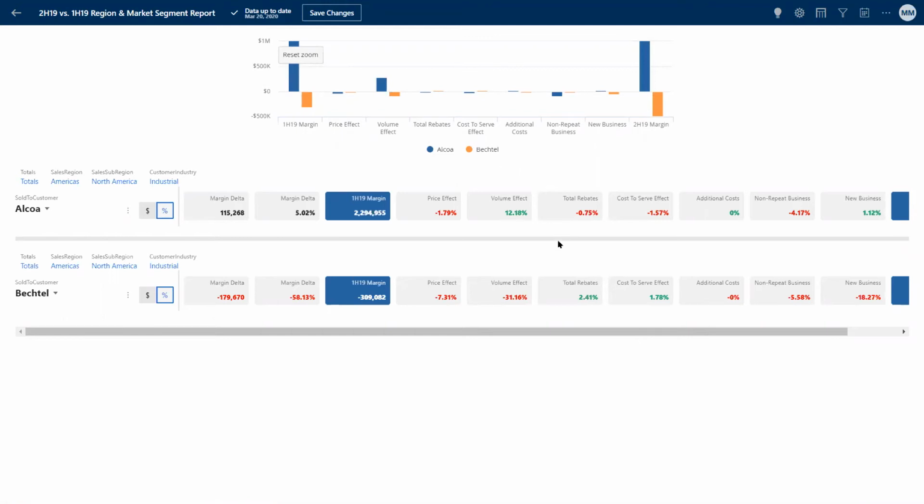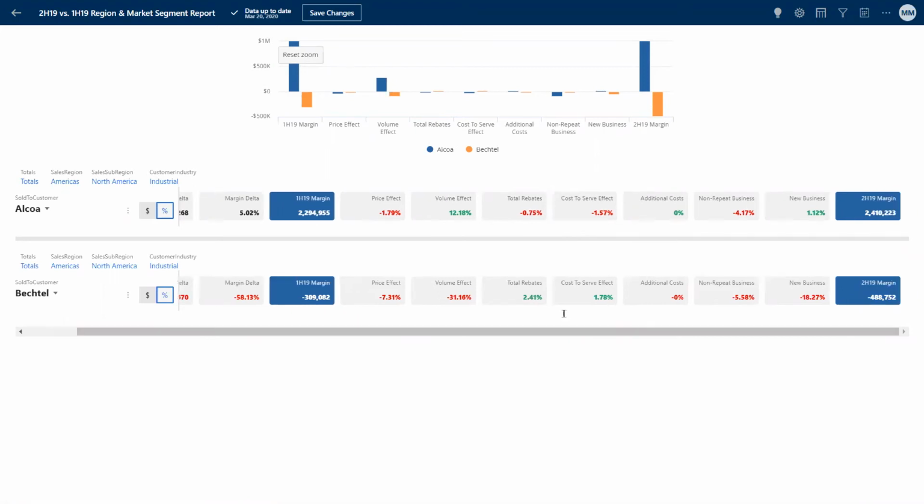With this added granularity, you can clearly see that we had to pay out slightly higher rebates given the additional volumes that Alcoa purchased in the second half of 2019. But what you can also see is that there was an increase in cost to serve, which was not passed on to the Alcoa customer group.